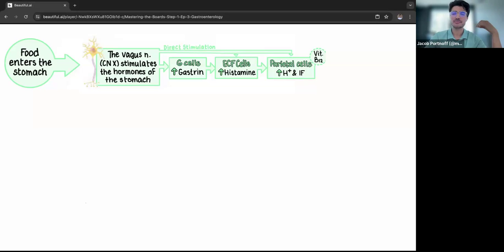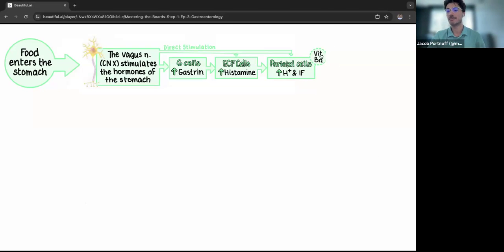Parietal cells, right? They're going to actually be working on primary active transport, right? Your hydrogen-potassium ATPase, okay? And something like a proton pump inhibitor, right? Your prazoles, those are going to inhibit that ATPase because we want to decrease that acid or hydrogen ion secretion.